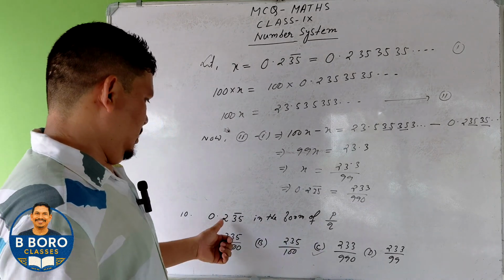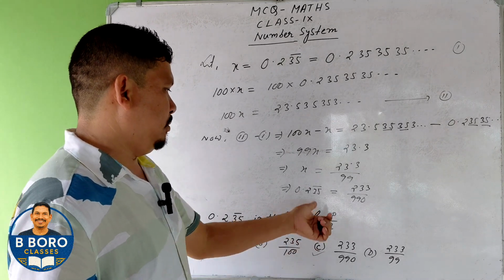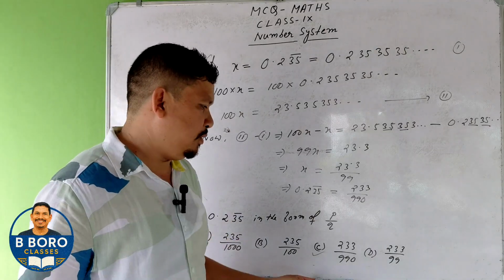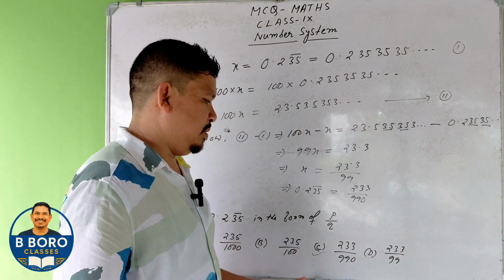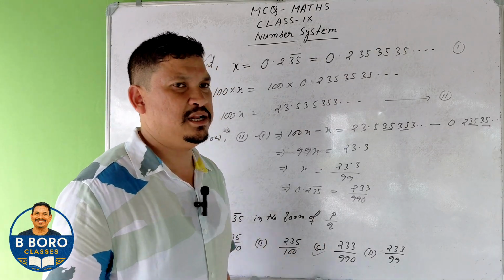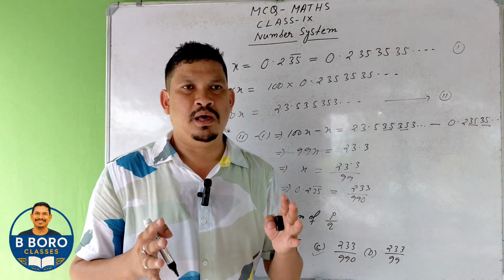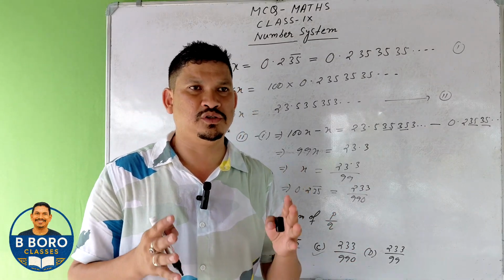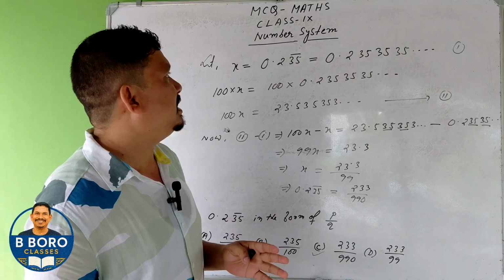That is why 0.235 bar, in decimal form, is expressed in the form of p by q, rational form: option C, 233 by 990. So in this way, we can solve different types of MCQ questions related to chapter 1, that is, number system.